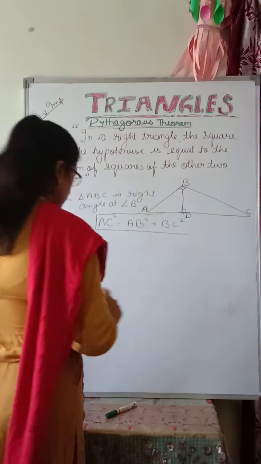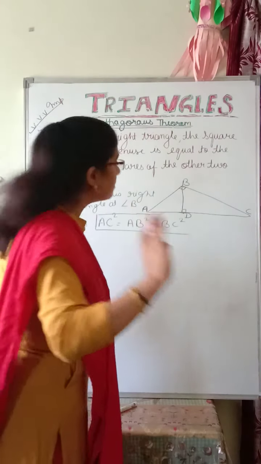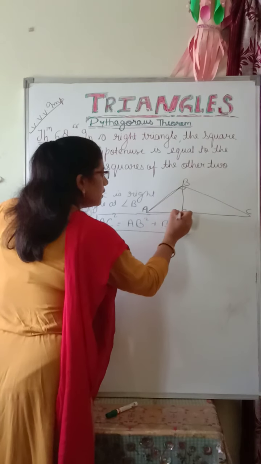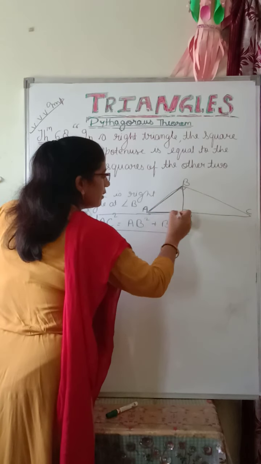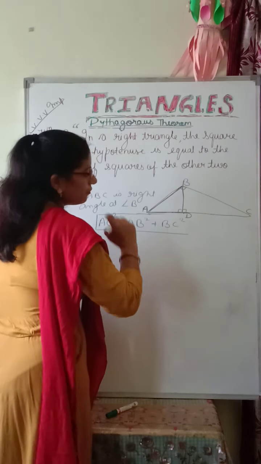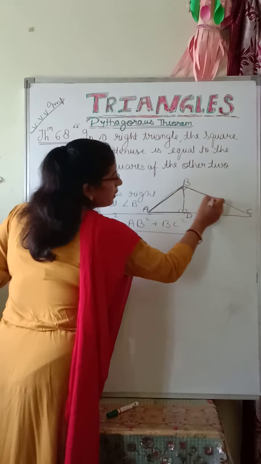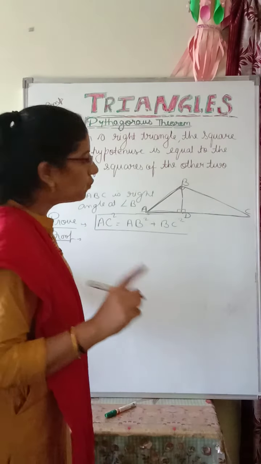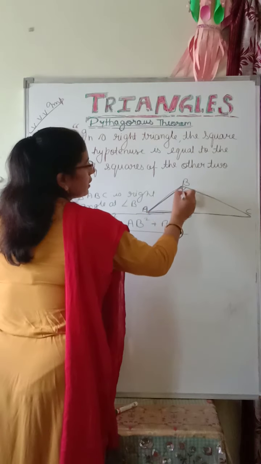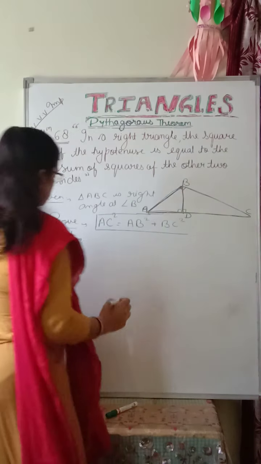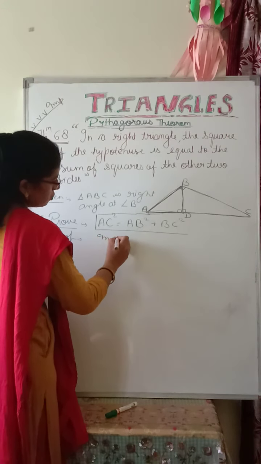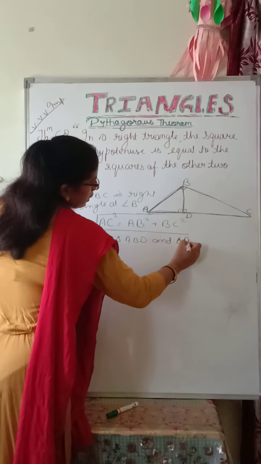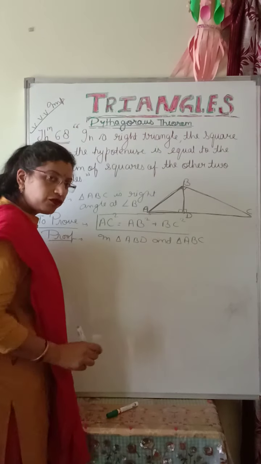Okay, so how will we proceed? We have to prove that the triangles are similar. So first we will take this triangle ABD. This is a right angle triangle. This is 90 degree. And second we will take this big triangle. This is also a right angle triangle. So we have to prove that triangle ABD is similar to this triangle. Very first, in triangle ABD and triangle ABC, we have to prove they are similar.